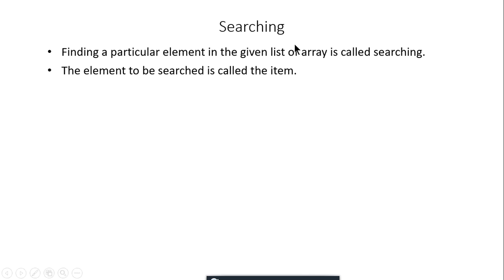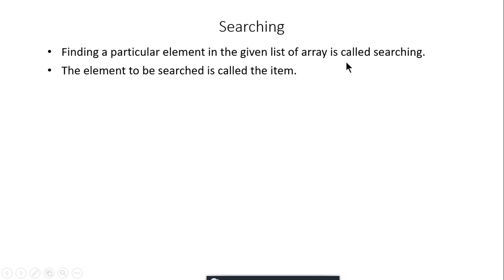So what is searching? Let's say I have five elements in an array, for example 10, 20, 30, 40, 50, and we want to know the position of a particular element, like 30 is placed at the third location. Then it is called searching. Or searching for an element like 35, which does not exist in the given list, is also called searching. So, finding an element in the list is searching.